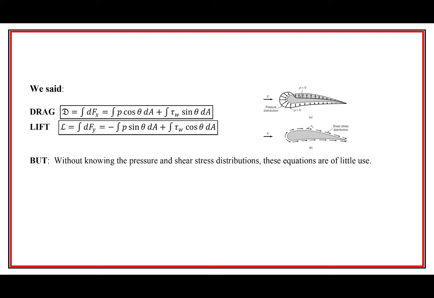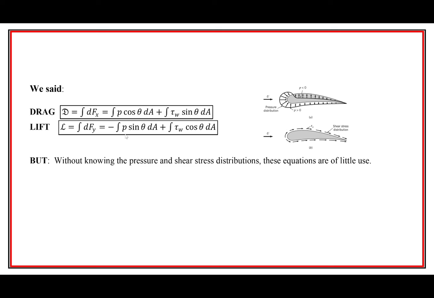Okay, continuing on with class number 17, we began talking about lift and drag, and we went on a side trip talking about the boundary layer and laminar and turbulent flow over slender and blunt bodies. And if you'll recall, we said that without knowing the pressure and the shear distributions, we really can't find the drag and the lift. So we're sort of stuck.